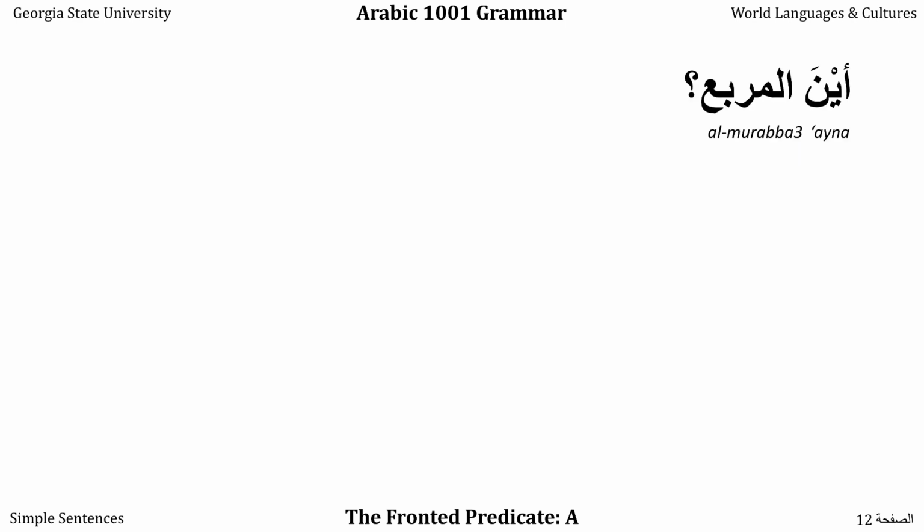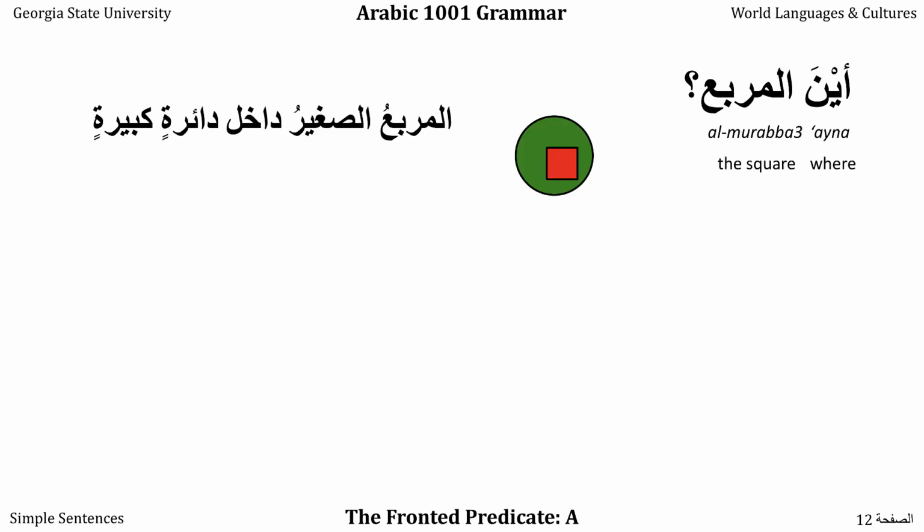So let's continue to ask this idiotic question, Aina al-murabba, where's the square? So here the square is inside the circle, so you shouldn't be surprised that we see the word dakhil in the middle of the 5 words. And we say, al-murabba as-saghiru dakhil da'iratin kabiratin. Here the small square is inside a big circle.